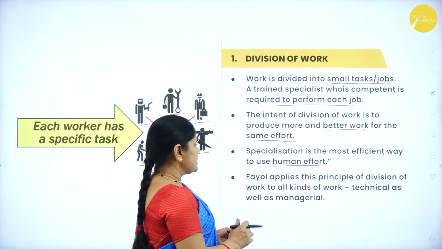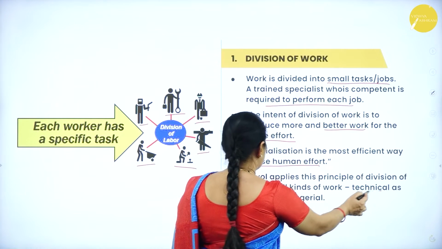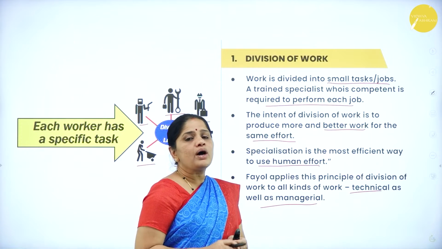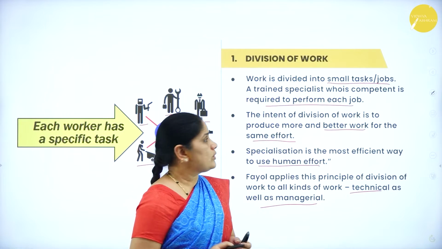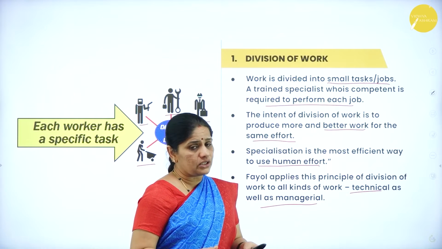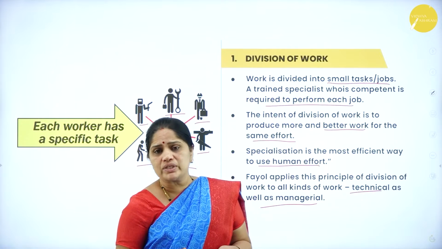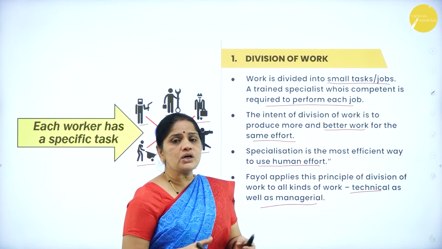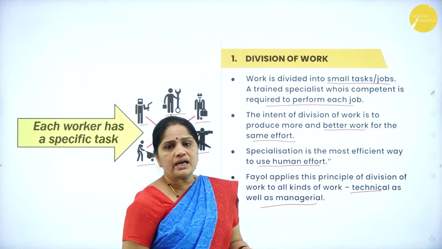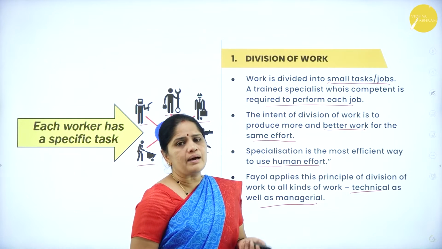So he applies this principle of division of work to all kinds of work, whether it is technical work or managerial. So he says that whether it is a technical job or a managerial job, we need to have division of work. Now if you just correlate it to the present context, we have a perfect division of work. We have seen companies which are outsourcing so many jobs which are not the core activity of the company. It may be advertising or it may be share transfer management. So things like this are being outsourced to other companies.